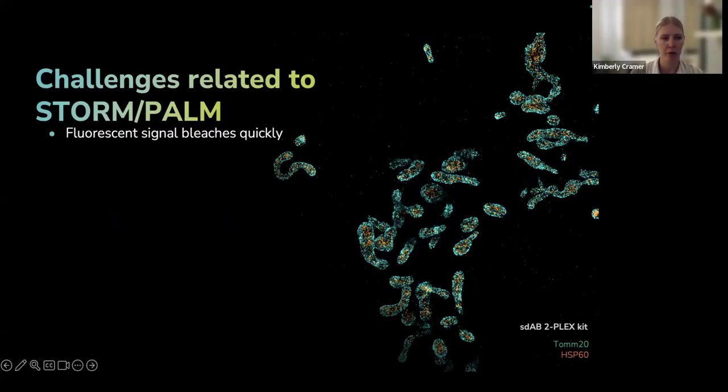For example, in PALM and STORM, your fluorescent signal can bleach quite quickly because you're using a dye or this photoactivatable protein. You image it with a laser, create the blinking, but eventually it will go away. Additionally, you're stuck with 2 or 3 target imaging because you are identifying your targets based on their dyes. So, for example, you have 1 target in the 641 channel, 1 target in the 561, 1 in the 488. So generally, most microscopes are limited with how many targets they can image in a sample.